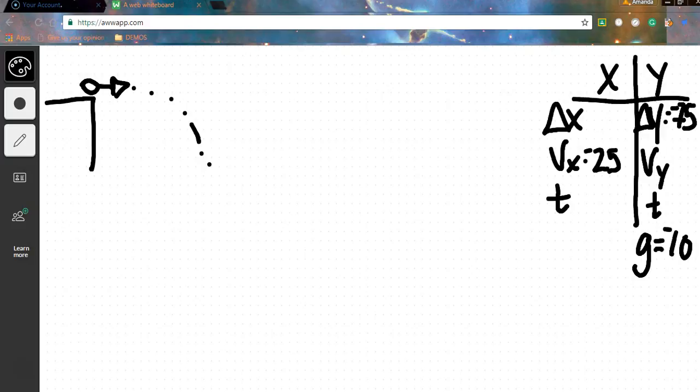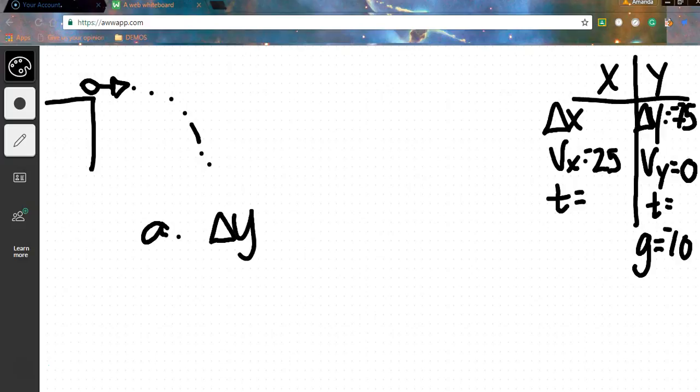So for part A, which is to find the time, we need to figure out what we know. On the x side, the only information we have is the velocity, so we can't use any x values to figure out our time, so we have to look to the y. On the y side, we have delta y and gravity. We're missing time and other information, but v initial y is going to be 0, like we said, horizontally launched. So that leaves us only with one option, and that's to find time.